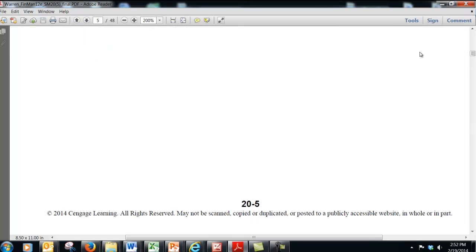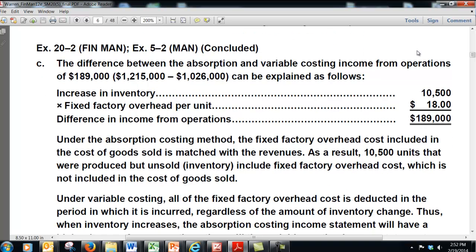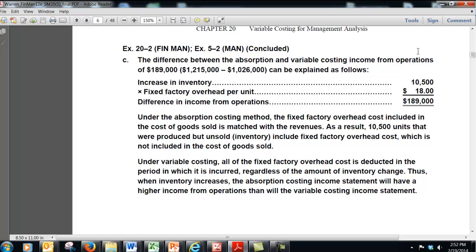Let's look below here. This is a little explanation of why we see the difference. Like I mentioned before, we have our increase in inventory multiplied by the $18 per unit, which gives us $189,000 as our difference in income. Okay? So like I said, you can use that as a way to check yourself.